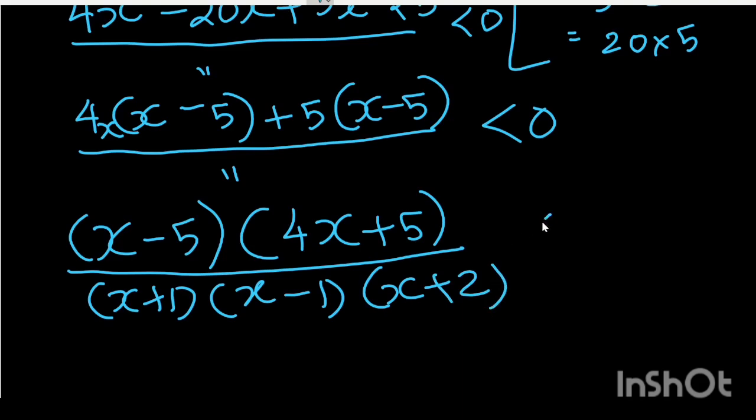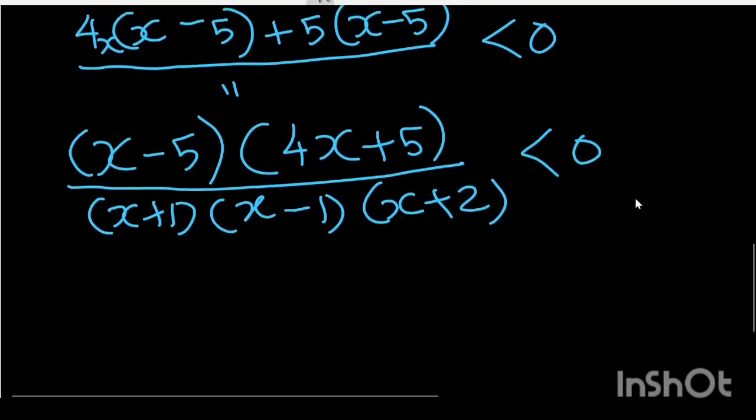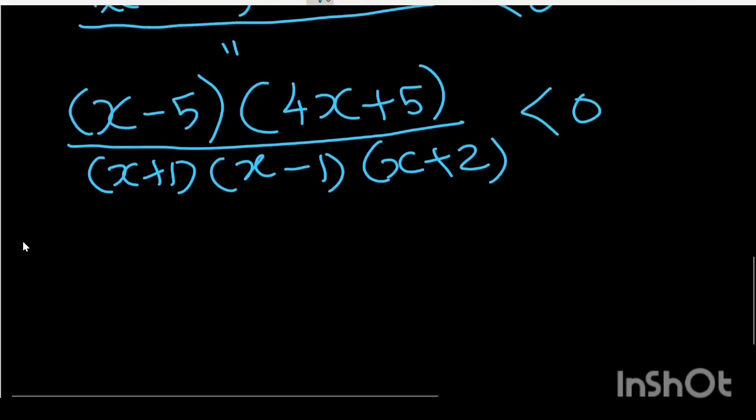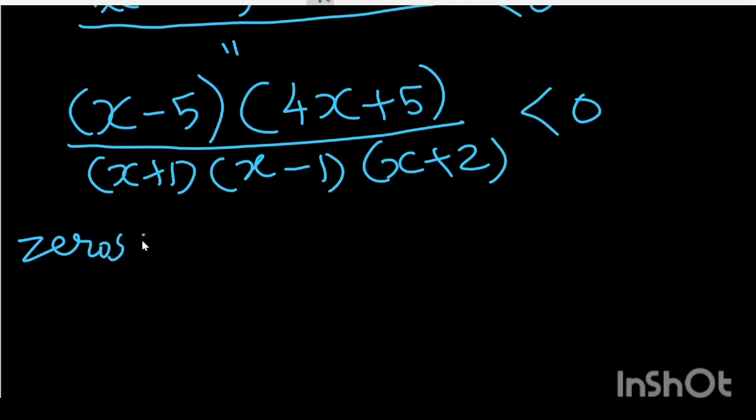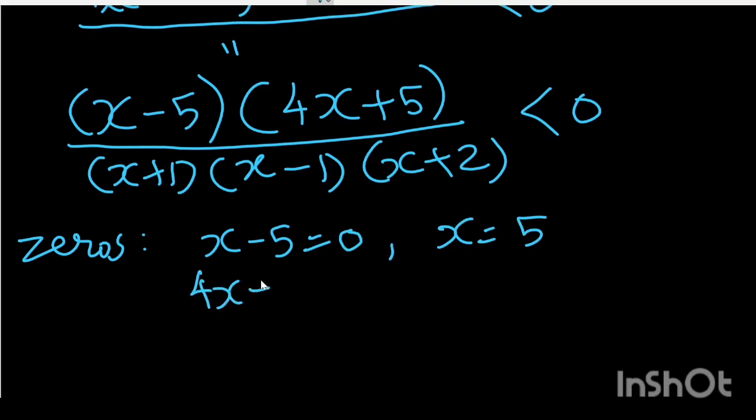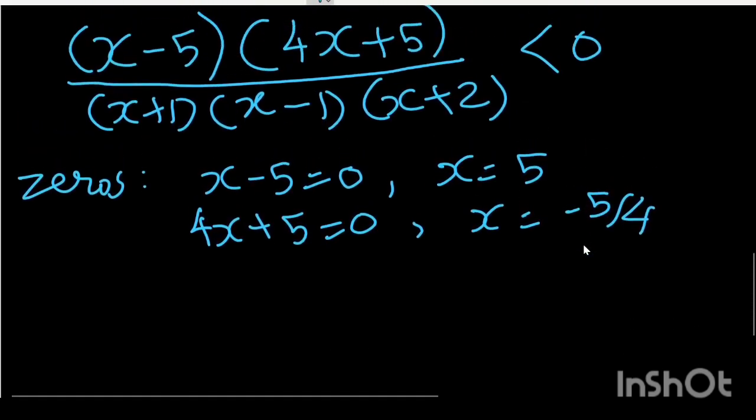Now we have to plot them on the number line. So first we will calculate the zeros. Zeros we have to equate x minus 5 equal to 0. x equals to 5 is one of the zeros. 4x plus 5 equal to 0. We will get x equals to minus 5 by 4 as the next zero. So 2 zeros we got.